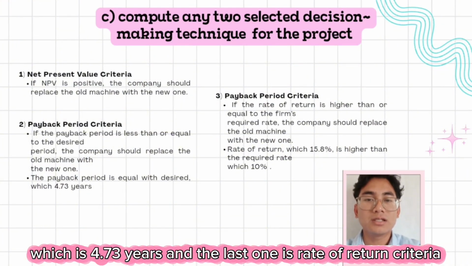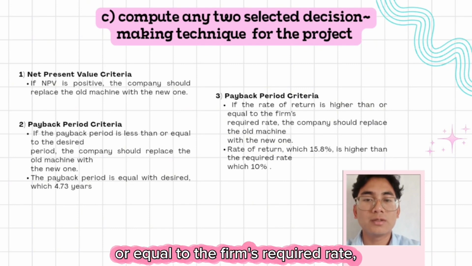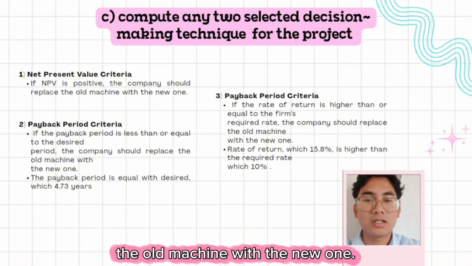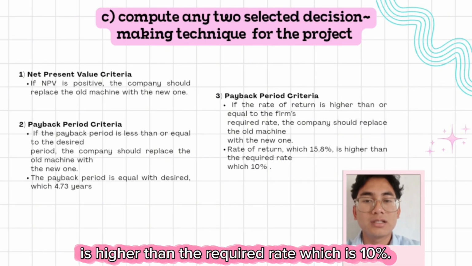And the last one is rate of return criteria. If the rate of return is higher than or equal to the firm's required rate, the company should replace the old machine with the new one. Rate of return of this company is 13.8%, which is higher than the required rate, which is 10%.